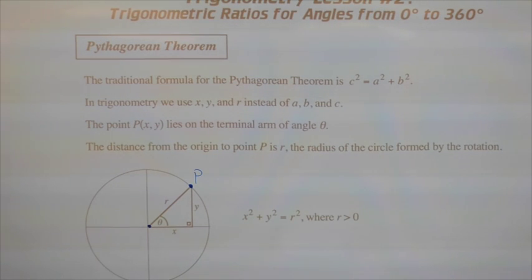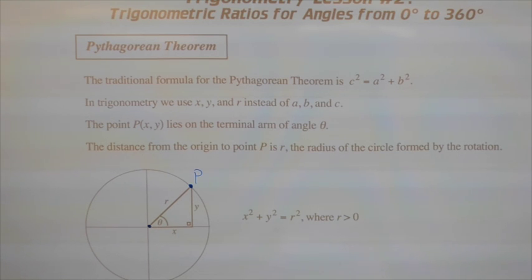Welcome to lesson number 2, trig ratios for angles from 0 degrees to 360 degrees. Today we'll be talking about the Pythagorean theorem, which you know as c squared is equal to a squared plus b squared. But for this unit in trigonometry, we are going to use a different formula, which says the exact same thing. The formula we're going to use is x squared plus y squared is equal to r squared, where r must be greater than 0.